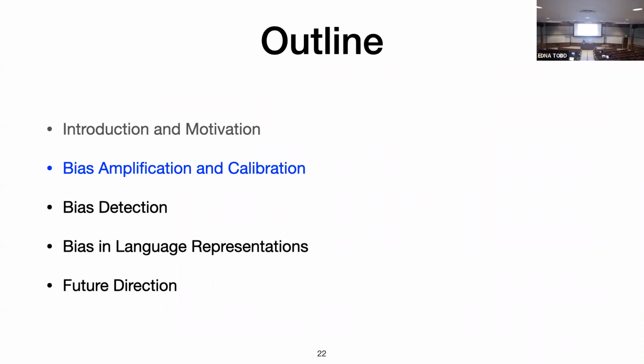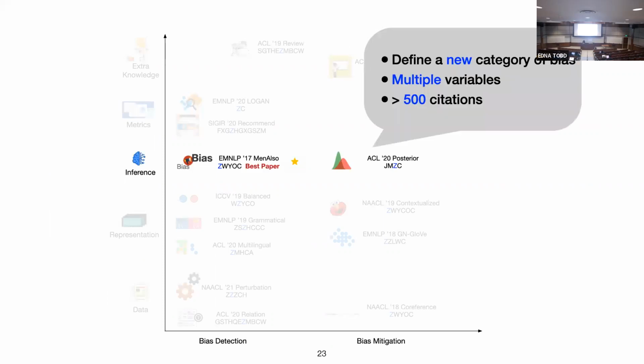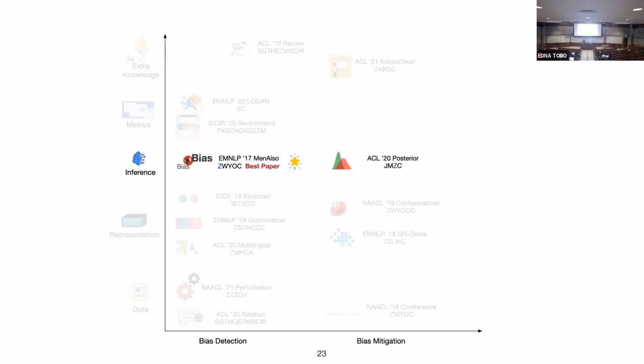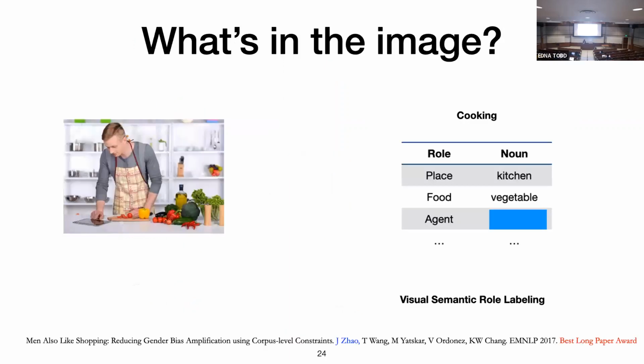The first one is about bias amplification and calibration. Specifically, it's about these two works. So let's start with one example on a visual semantic role labeling task. Given an image on the left, we ask the question, what's in the image? It's clearly a cooking activity, the thing being cooked is a vegetable, and the cooking is happening in the kitchen. Now let's try to guess who the agent in this image is.